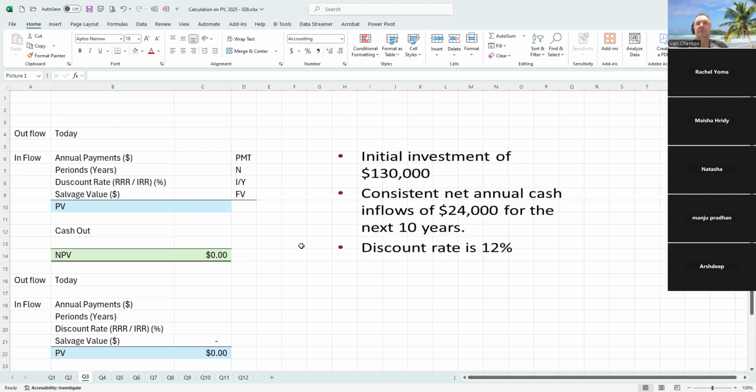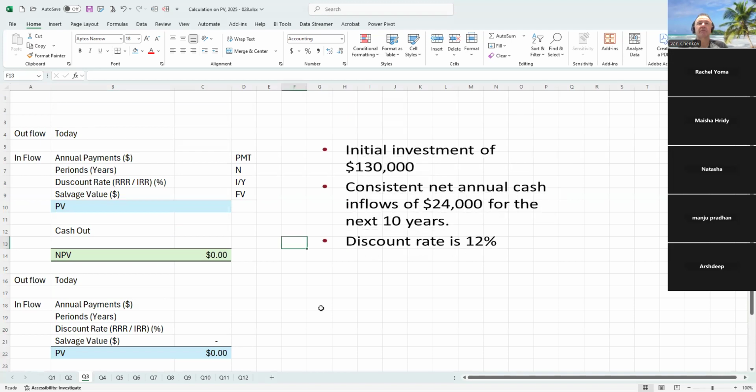So we have the initial investment. So how are we going to enter the information? Initial investment, the outflow, is what we have to pay today. That's $130,000. We're paying that once, today.